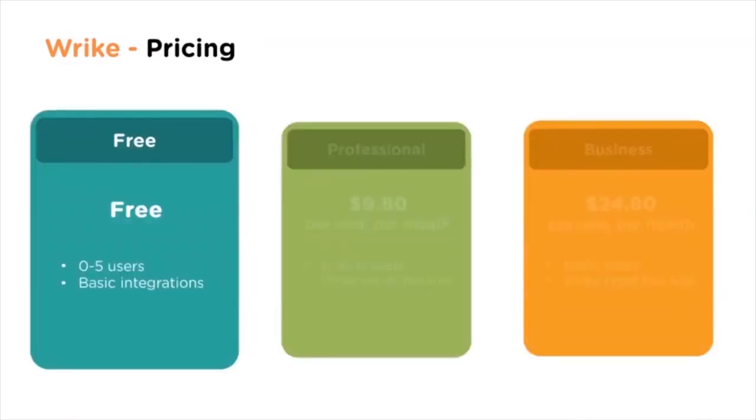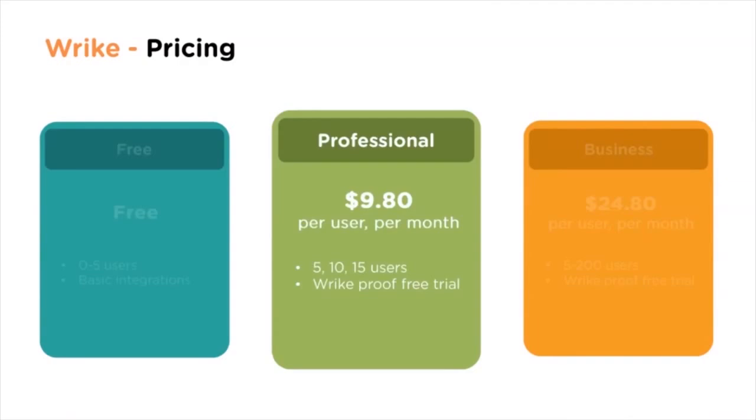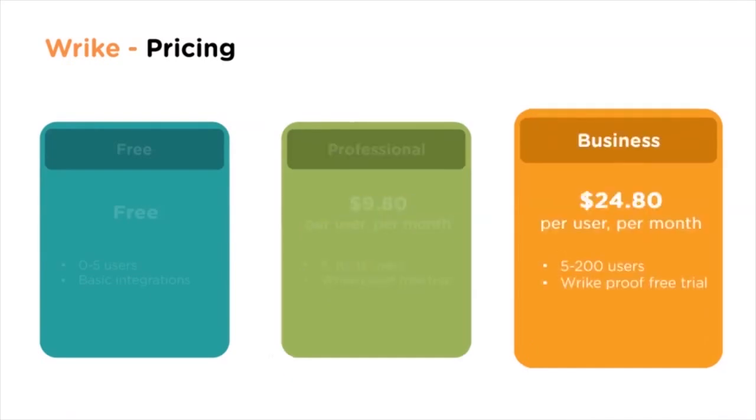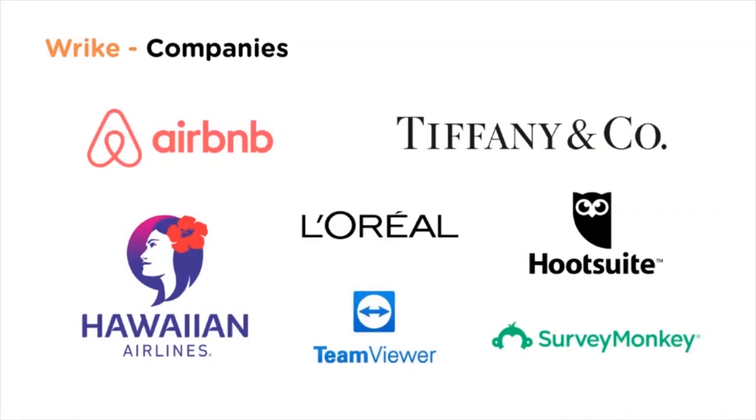The pricing includes 0 to 5 users. It has basic integrations and which is free, whereas professional includes $9.8 per user per month, which has slabs of 5, 10 and 15 users, and RIC provides a free trial. Business version has 5 to 200 users and RIC provides a free trial, whereas $24.80 per user per month. The companies which use the RIC tools are Airbnb, L'Oreal, TeamViewer, Tiffany & Co, etc.